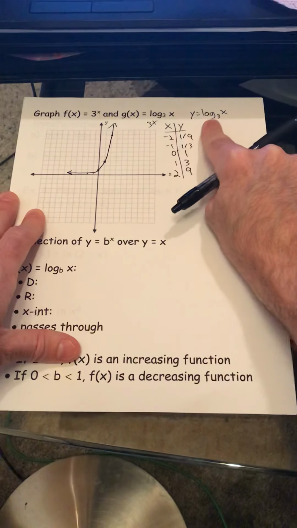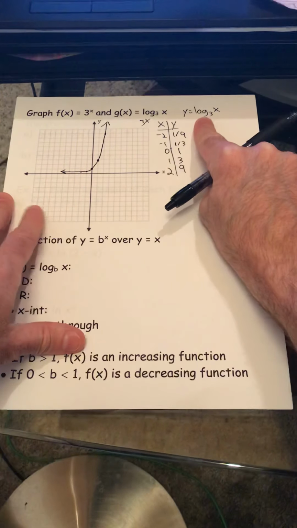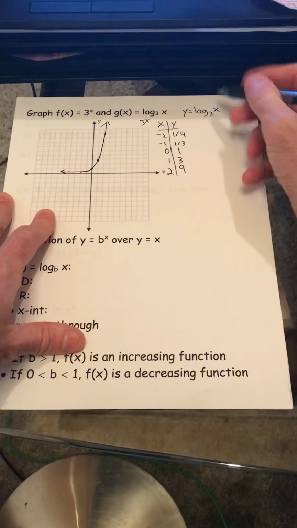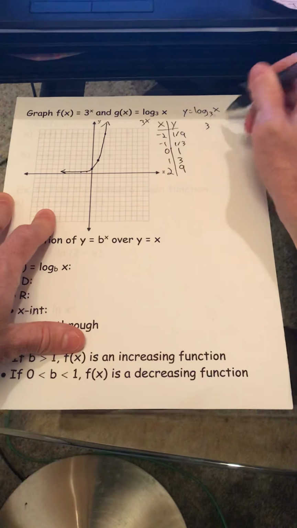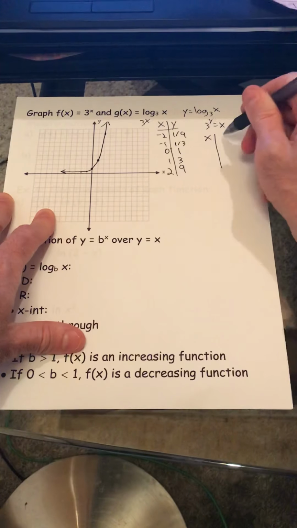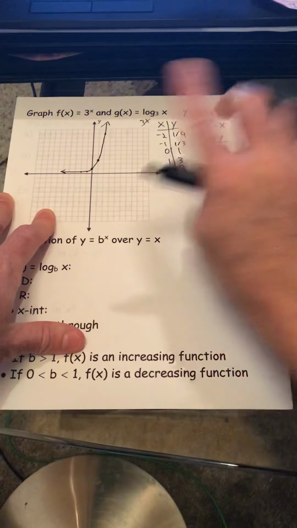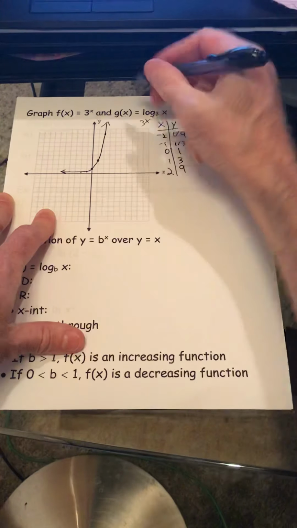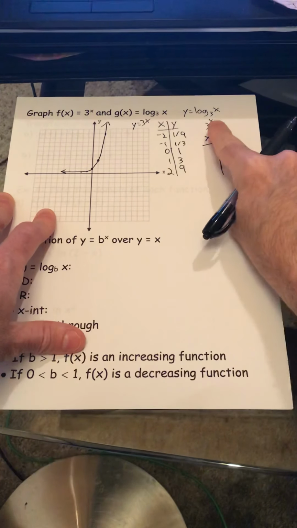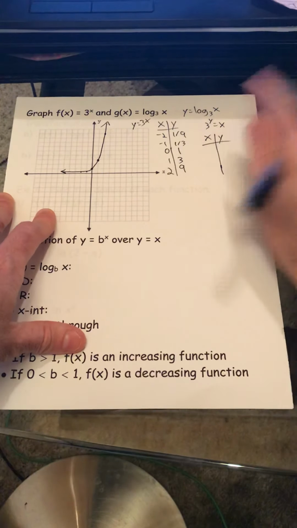Well, this is not going to be real easy to graph in its current form. What we're going to do is rewrite this in exponential form. Our base is 3, so 3 to the y equals x. What's actually happened is that when this was y equals 3 to the x, now we have 3 to the y equals x. Our x and y have switched.